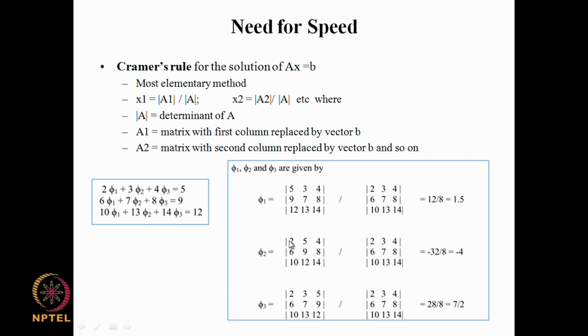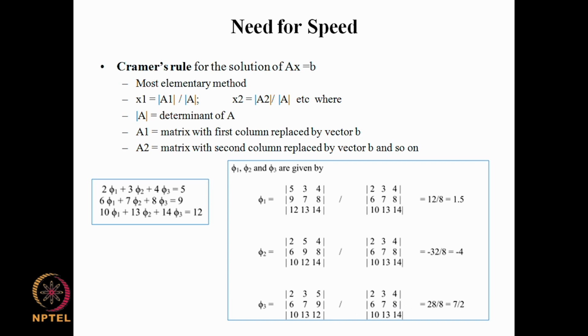So that is why we have 2, 6, 7, 4, 8, 14, which are unchanged, and this column here is replaced by the right hand side, 5, 9, 12. Again you evaluate this determinant, evaluate that determinant, and by dividing you get minus 4. For phi 3 you take the coefficient matrix and replace the third column by the right hand side column 5, 9, 12. That is what you have done here. The determinant of this divided by the determinant of this will give you the solution here.